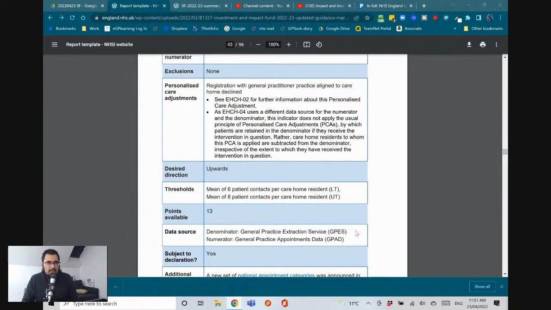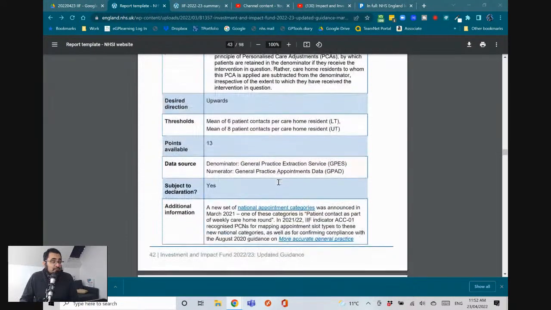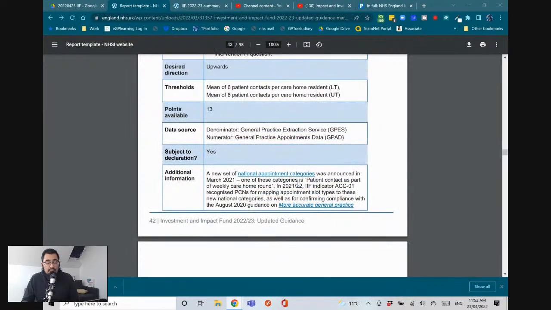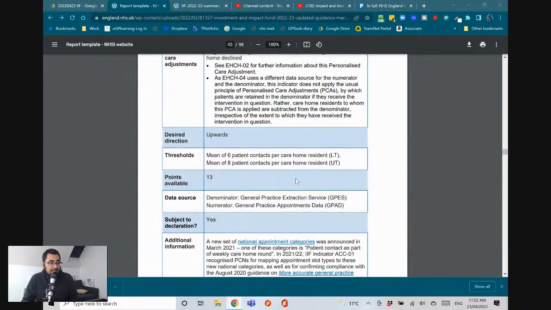So yeah, effectively they're aiming that you have at least 8 contacts with each patient in your care home in totality. I don't remember that being a criteria actually, an actual number. So that's interesting. Apologies if I've missed that previously, but it looks like they have actually finally given a number of reviews that should happen with those patients over the course of the year. So that is interesting. Yeah, I missed that one. Okay, data sources, denominators, GPES service, and the numerators I mentioned is separate. Is the GPAD service, the general practice appointment data service. So yeah, just need to be doing that really.